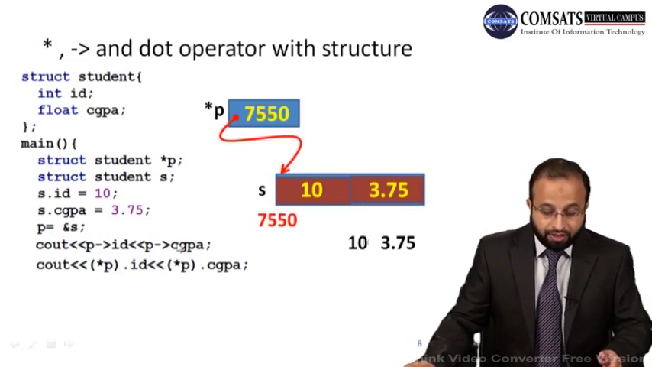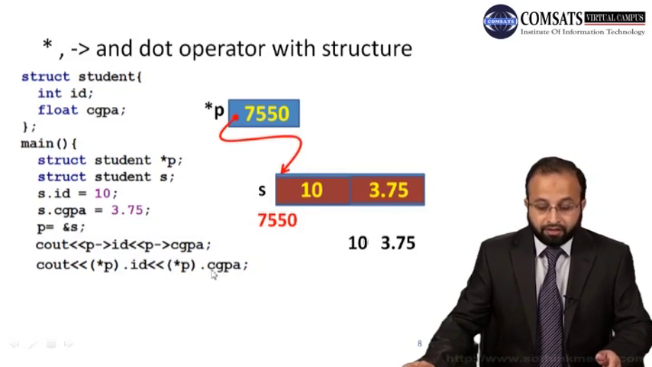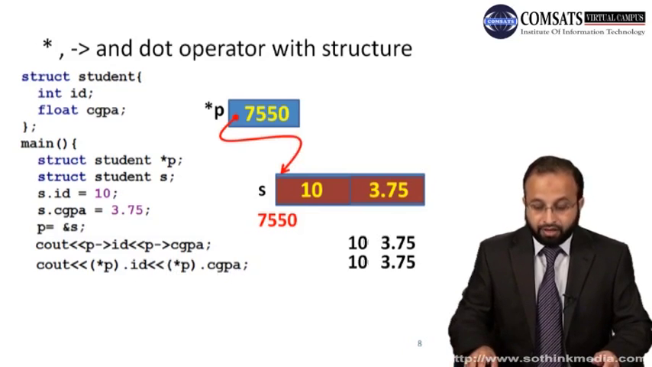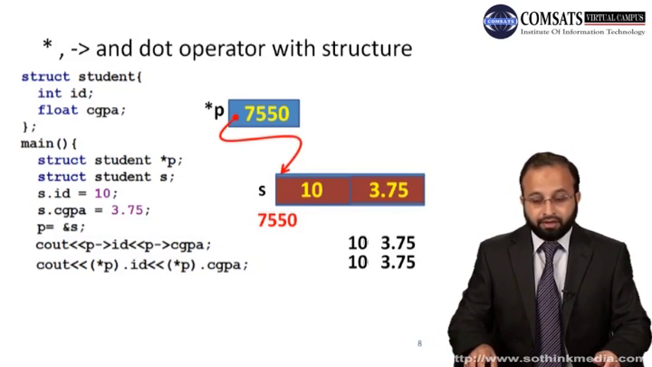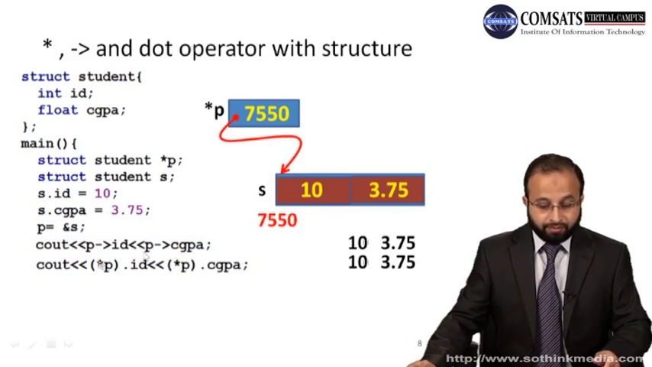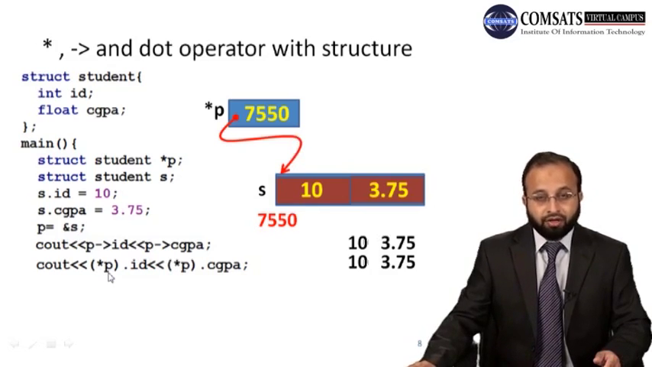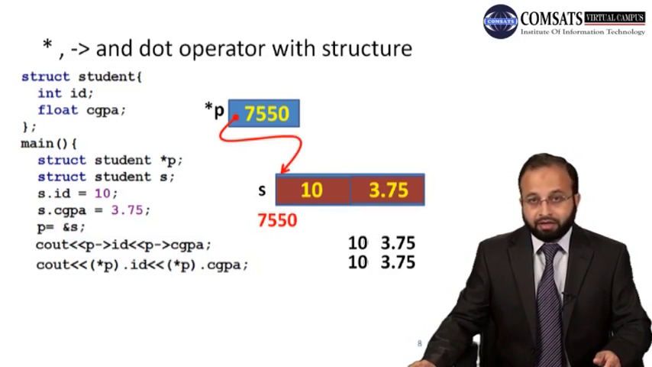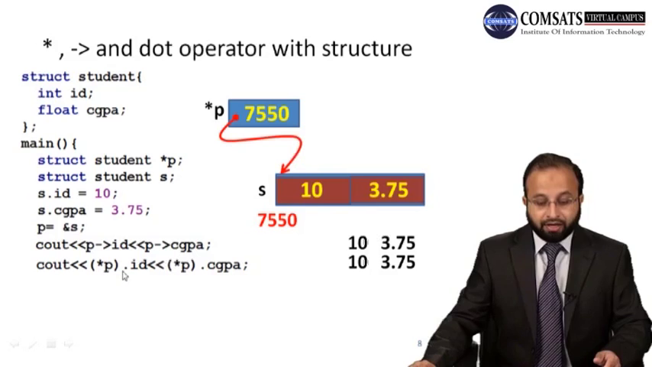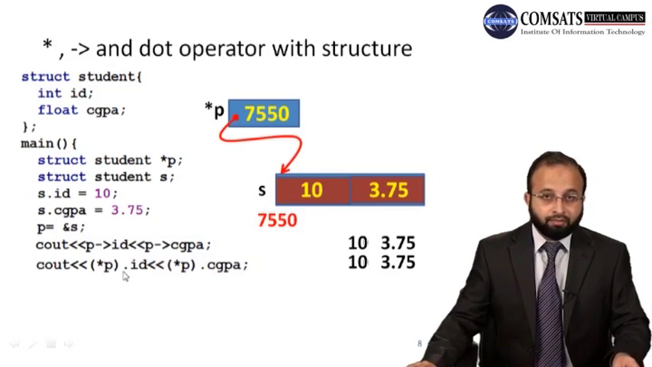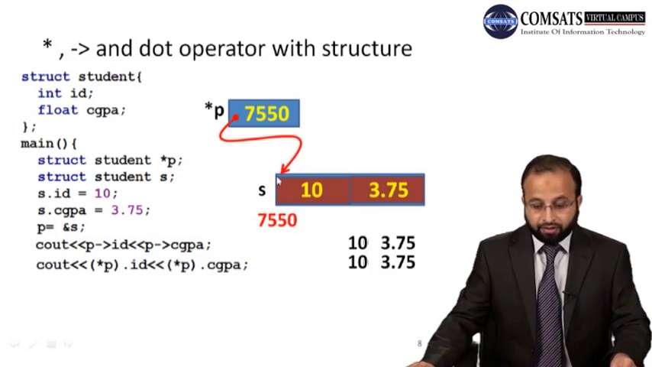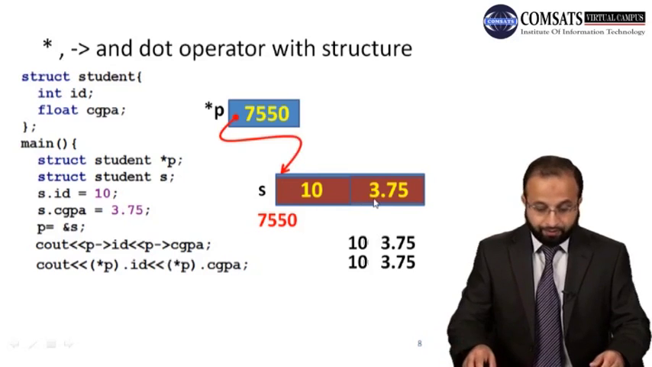Now what values are you going to access? First you mention id, second you mention cgpa, right? So again the output is 10 and 3.75. Let's explain this second cout statement once again. *p means the value at address 7550. That value is basically a combination of id and cgpa. So when you reach there with *p, now what value are you going to access? You use the dot operator, .id or .cgpa, right?